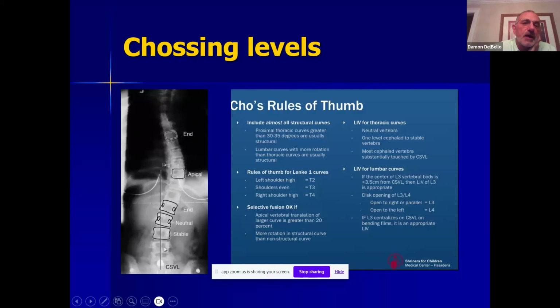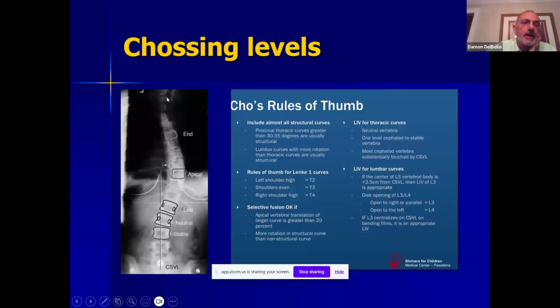So how low do we go? I find that this is a very accurate determination, which is the center sacral line. The vertebra that it bisects, significantly bisects, is a safe vertebra to stop at. So based on that, L2 would be our lower instrumented vertebra here.